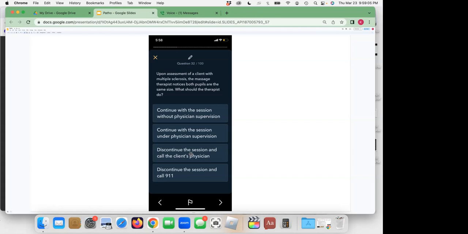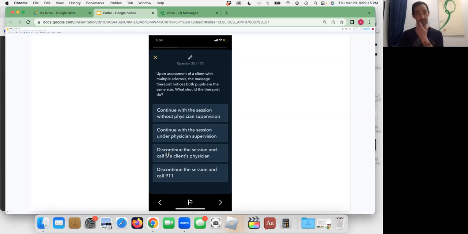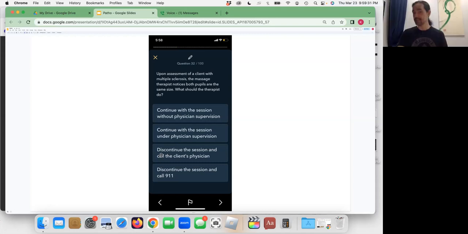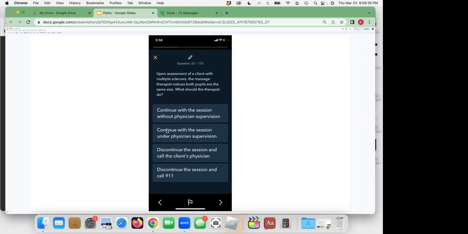I don't know. They would have to have something written, and that would mean the physician supervision as well. Something written means physician supervision, or at least I'm assuming the referral and supervision are the same, or the referral satisfies the supervision need. But this one says discontinue the session and call the client's physician, so I can verify that they wrote this. This is what I would like to do in a real world situation.